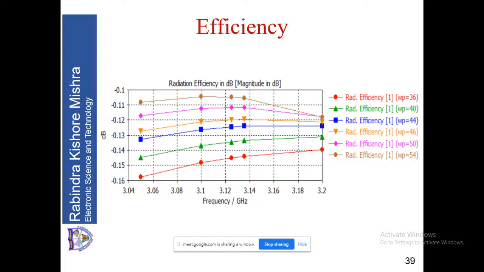But as you increase the frequency, after a certain range, the efficiency usually starts decreasing. What is the reason? Basically, you take W by lambda. So as frequency increases, lambda decreases, so the width is electrically decreasing. That is the major reason. So width being small means efficiency will be reduced.